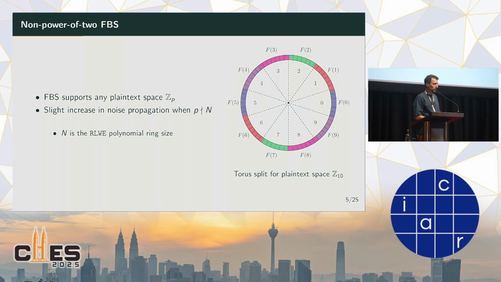There are two things which we'll use in this work. The first one is non-power of two functional bootstrapping, because functional bootstrapping supports any plaintext space. Usually in implementations we limit to powers of 2 because the noise analysis is simpler. If we use a non-power of 2 plaintext space, the noise increase is slightly worse because the plaintext space is not a divider of the ring dimension.